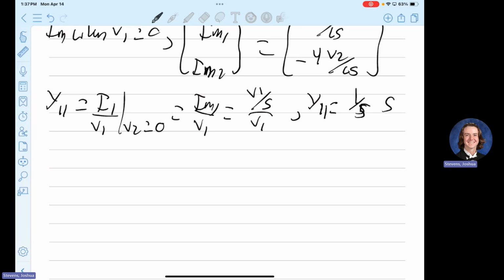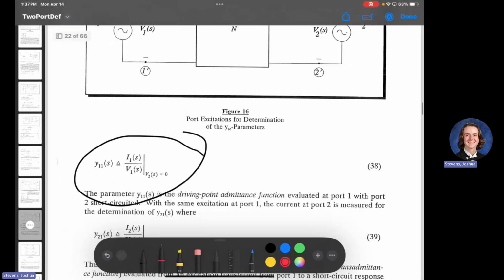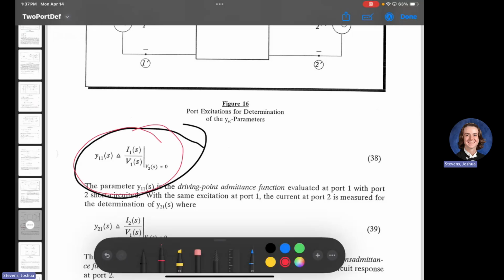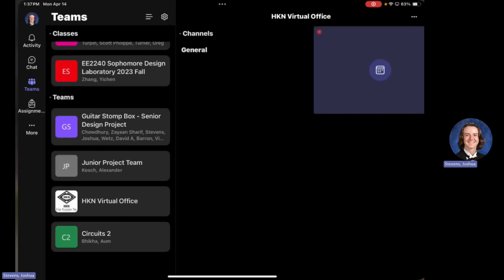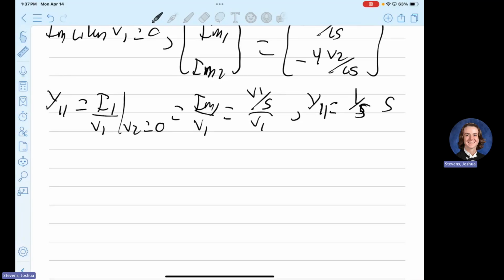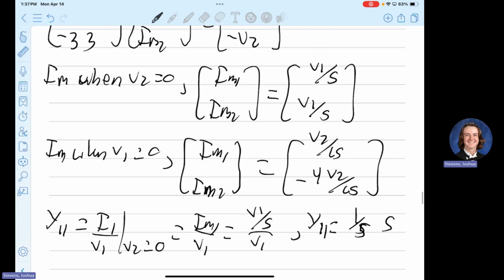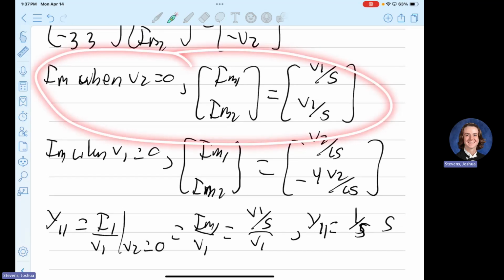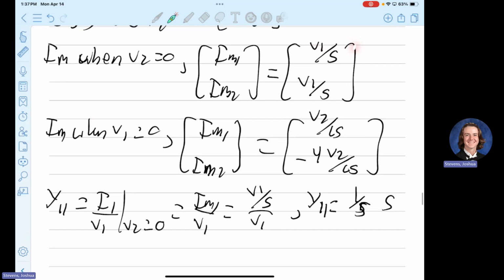Does that make sense? Okay. I1 over V1 when V2 is equal to 0. I have found that by this equation here. You agree with me there? Okay, so I1 equals IM1. The V1 is still there, we can't do anything yet. So I go back up to this equation. IM1 when V2 equals 0 is V1 over 5. And then the V1s cancel out, and so our Y11 term becomes 1/5.